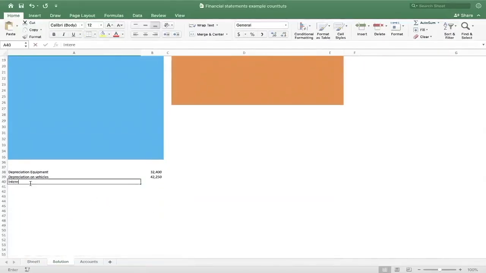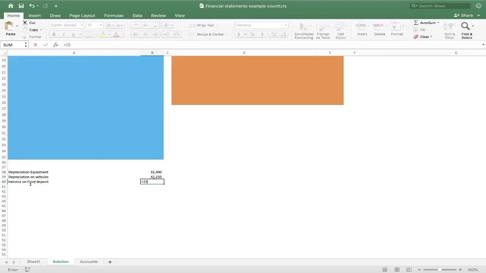Interest on fixed deposit, which will go in our income statement, should equal 150,000 rand, which is the fixed deposit total, times the percentage which we were given in brackets, which is the 9%. So times 0.09, which is the same as 9%, and we have 13,500 rand. What does that mean? It means that the interest on fixed deposit should actually be 13,500 rand.